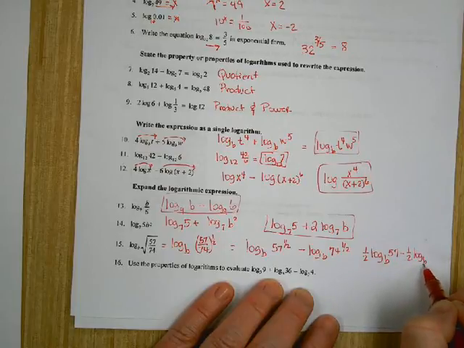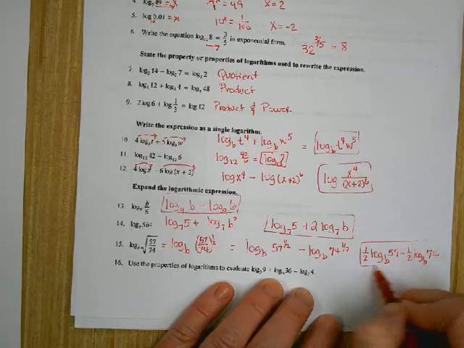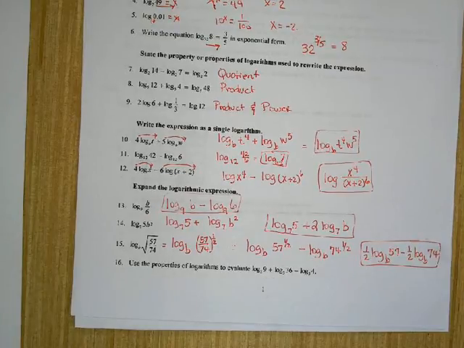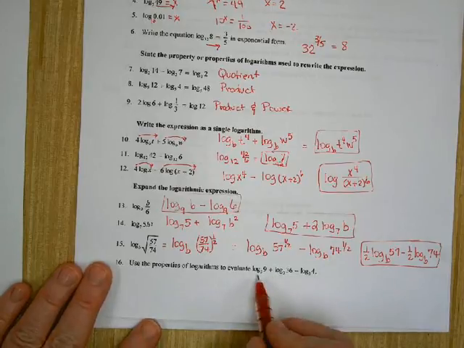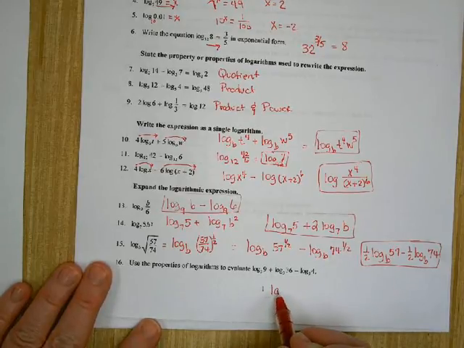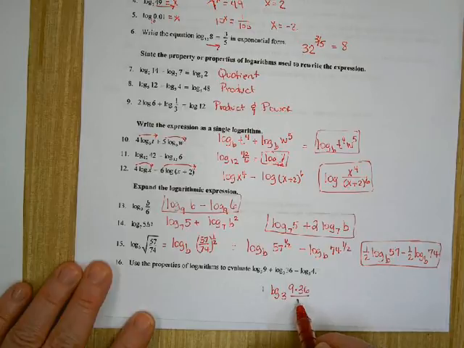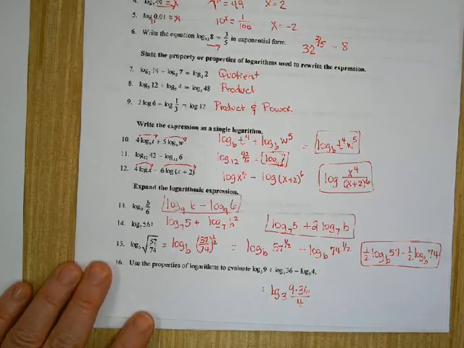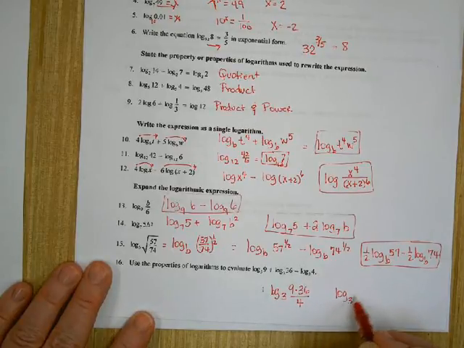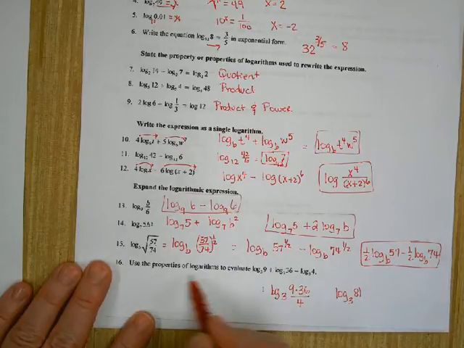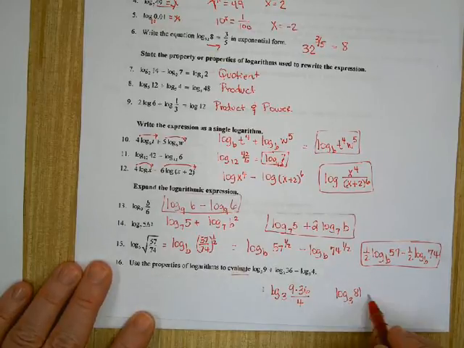Use the properties of logarithms to evaluate. Addition translates into multiplication, so this is log base 3 of 9 times 36, and then divided by 4. So what is 9 times 36 divided by 4? 81. So this is log base 3 of 81, and they want you to evaluate it. So they want you to go ahead and get an answer for it. So 3 to what power is 81? And that is the 4th power.